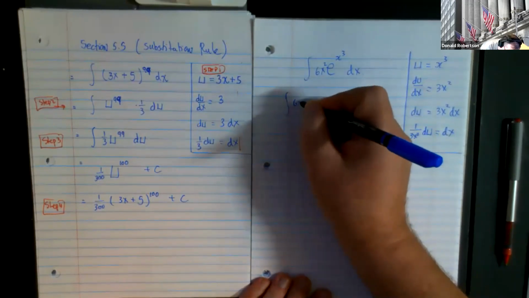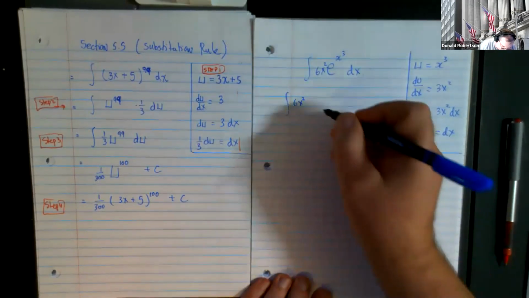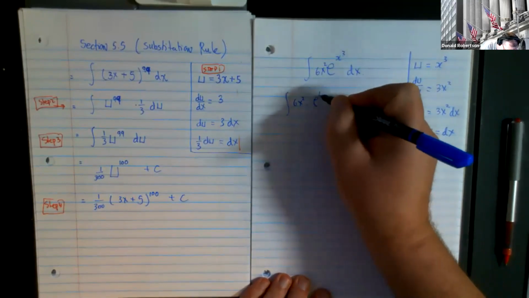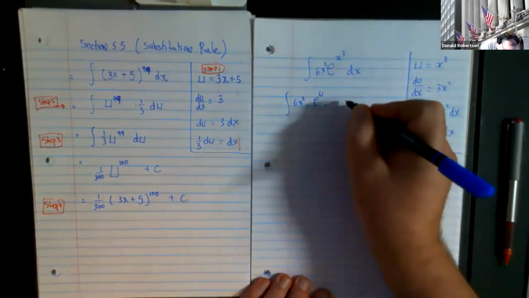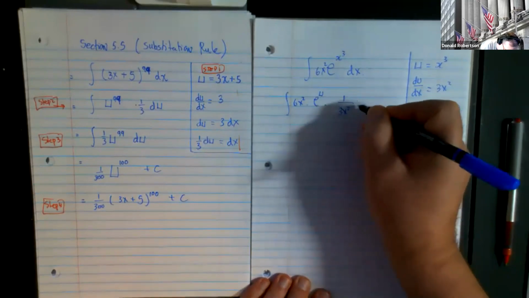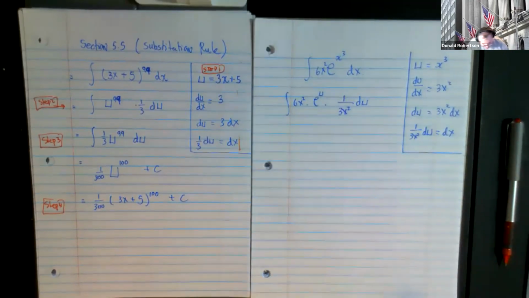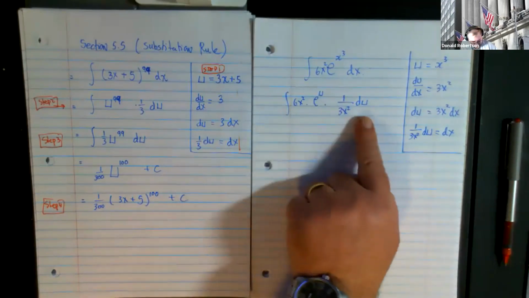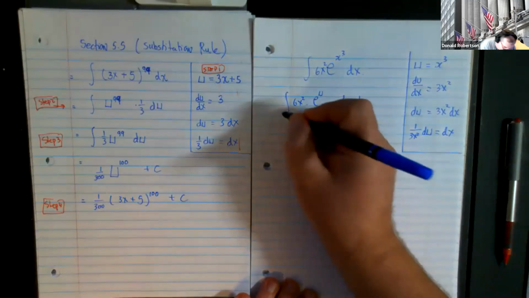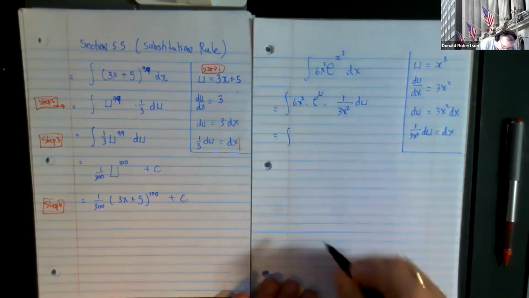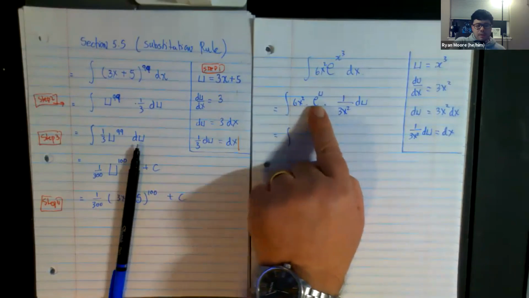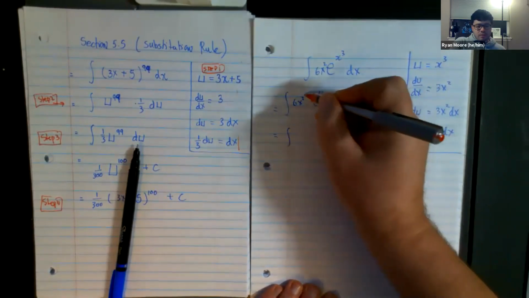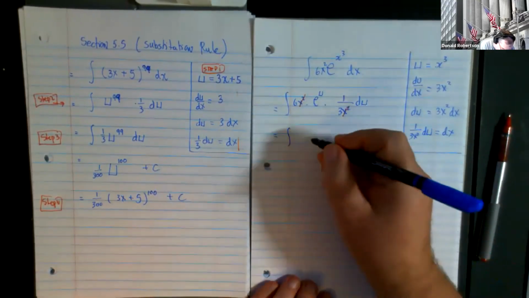I don't know what to do with 6x squared, so just write it down. e to the x cubed gives me e to the u, and dx gets me that. And then you say, oh, that's kind of magical. Do you see what's going to happen here? Those are going to cancel, and 6 divided by 3 gets us 2.